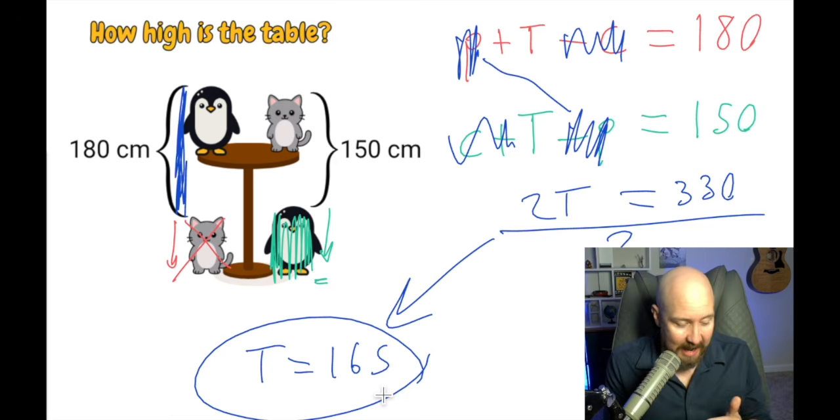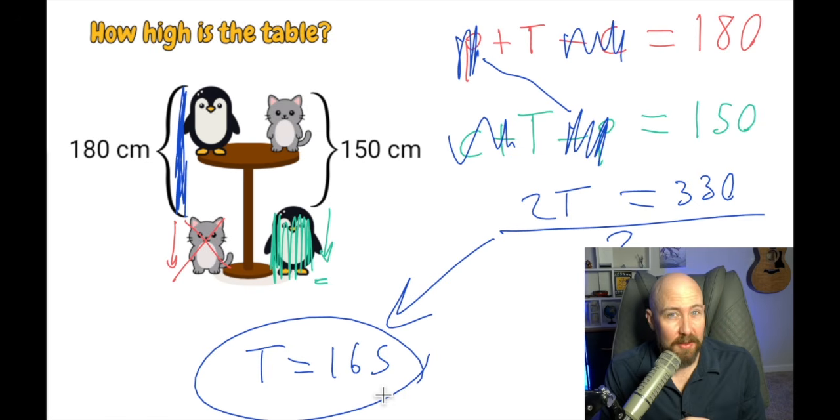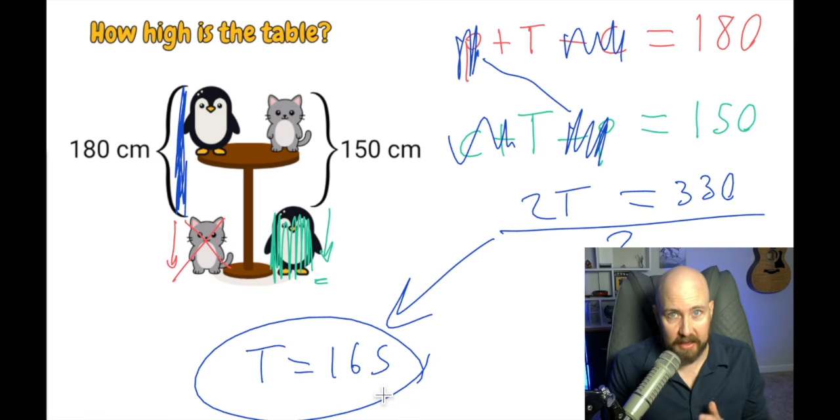So that's how we solve for the height of the table, even though we couldn't really solve for the penguin or the cat. And in case you're wondering, that is what makes this interesting. We are never actually going to know the height of the penguin or the height of the cat. Let's jump into Desmos for a second. I'll show you how to solve it with Desmos, and then we'll use Desmos to kind of show ourselves why we're unable to solve for the penguin or the cat individually.